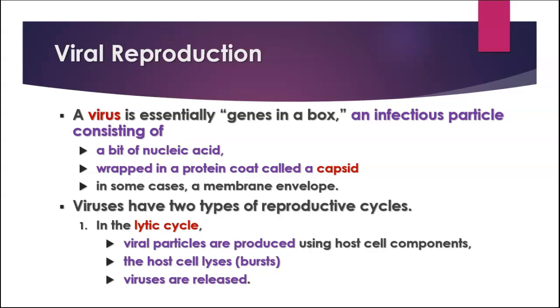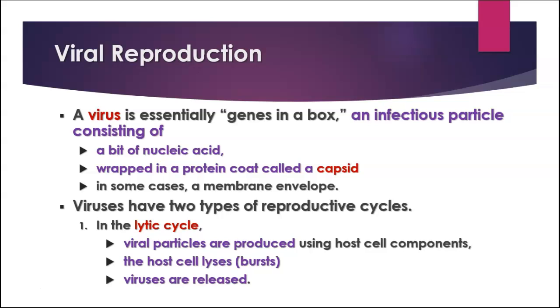They've got some nucleic acid in them. They can have different kinds of nucleic acid genomes. Some of them have RNA, some have DNA, some have single-stranded RNA, some have double-stranded RNA, single-stranded DNA, double-stranded DNA, all different kinds of combinations of things. They're wrapped in a protein coat that we call a capsid, and in some cases they're in a membrane envelope, which is usually the ones that are going to be infecting cells.